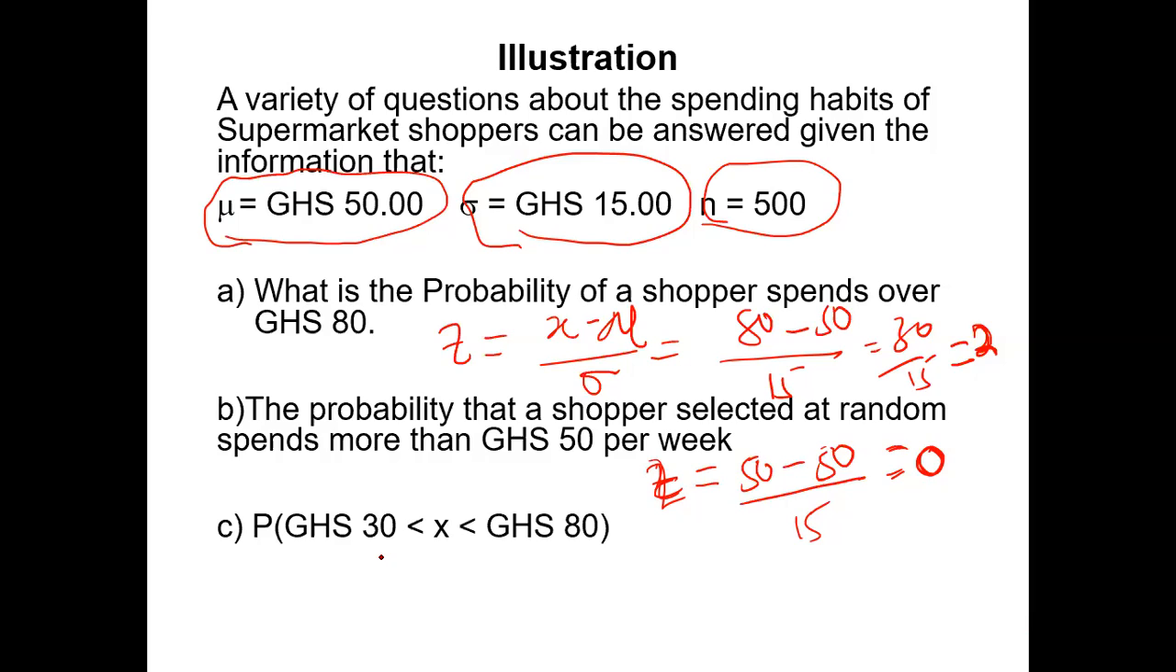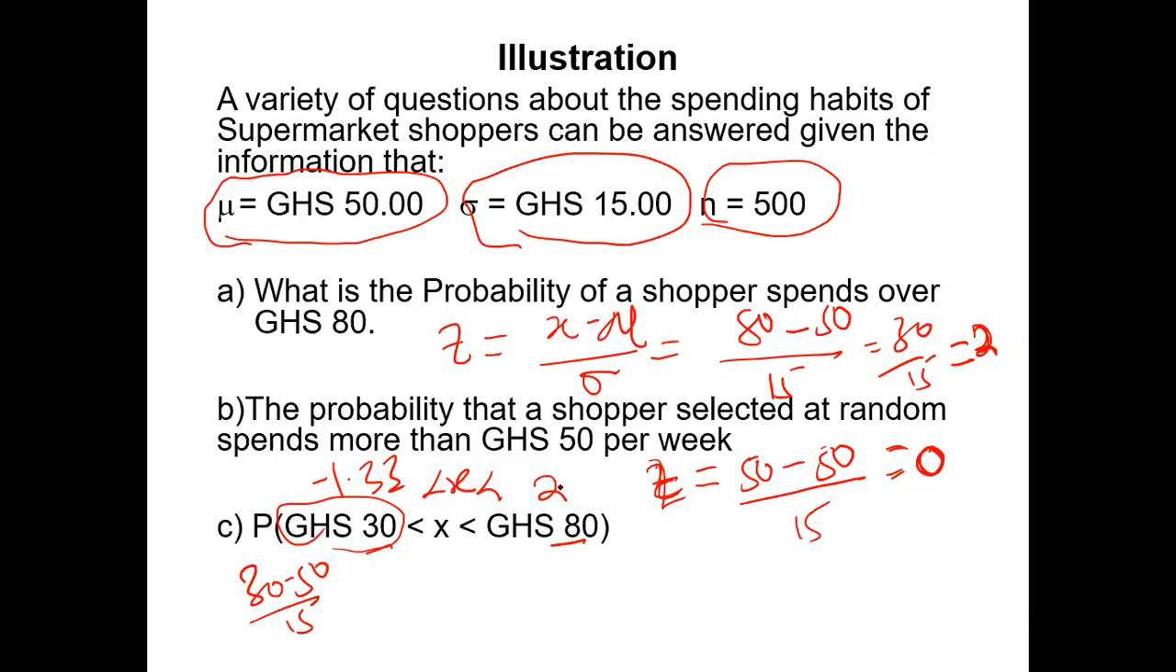Finally, when it's between 30 and 80, we have to standardize the 30 and 80. If you standardize 30, you get 30 minus 50 all over 15, that's x minus the mean, which is 50, divided by 15. That would be minus 1.33. So if you standardize 30, you should get minus 1.33. And if you standardize 80, we already know you should get 2.